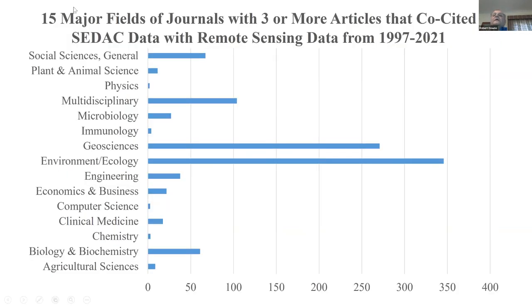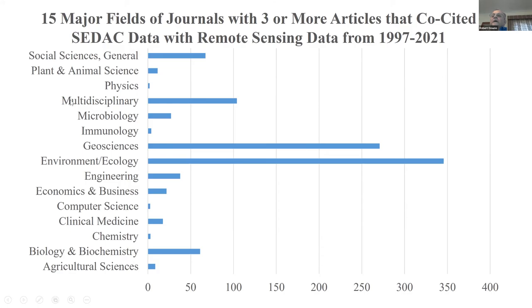So what we're looking at here are the 15 major fields, which you could call broader than disciplines. These are the fields represented by the journals that are co-citing CDAC data with remote sensing data. And as you would expect, we're seeing environment and ecology and geosciences very well represented there. But what's interesting is we have the social sciences in here and the multidisciplinary and a lot of other fields such as microbiology and engineering and economics and business and biology, biochemistry, et cetera, represented.